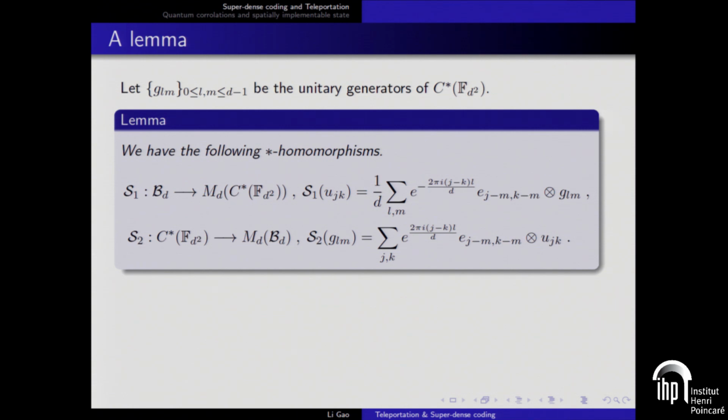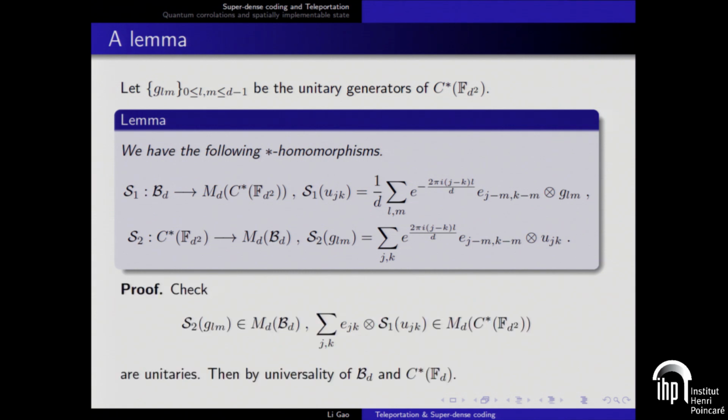It's interesting that the proof of this star homomorphism is actually even easier than expected. Basically, you just need to use the universality of these two universal C-star algebras. You just need to check that the images of the unitary generators are unitaries, and the images of the U_JKs form the entries of a unitary.